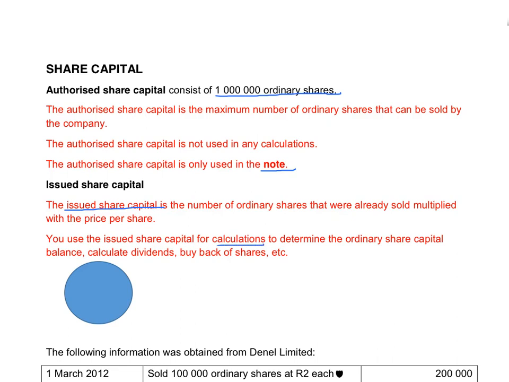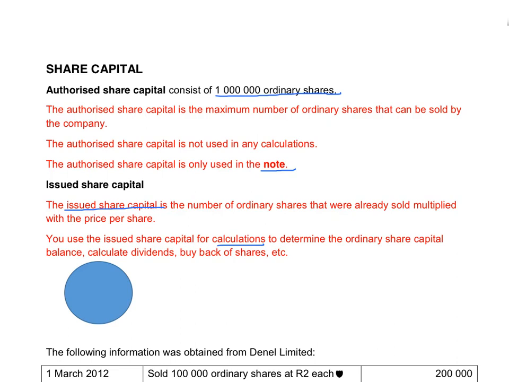So if you have to determine your ordinary share capital balance, you will take the issued shares and multiply it with the price per share. If you have to calculate dividends, you will use the number of issued shares to multiply with the dividends to determine the amount that must be paid back. If there's a buyback of shares, you will use this issued share capital to do those calculations.